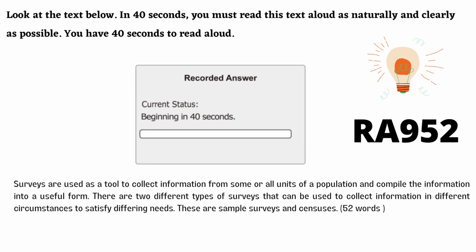Surveys are used as a tool to collect information from some or all units of a population and compile the information into a useful form. There are two different types of surveys that can be used to collect information in different circumstances to satisfy differing needs. These are sample surveys and censuses.